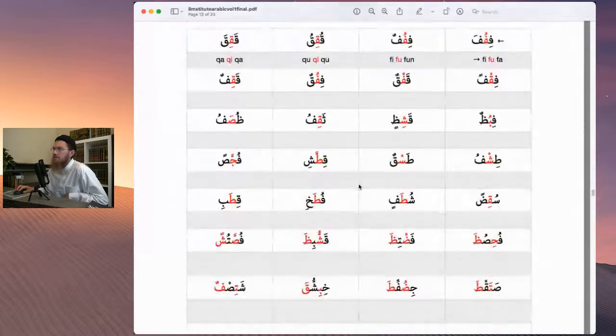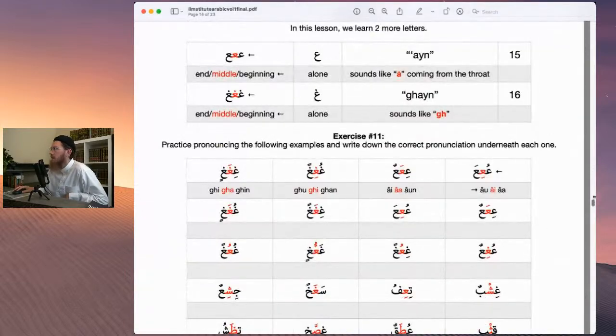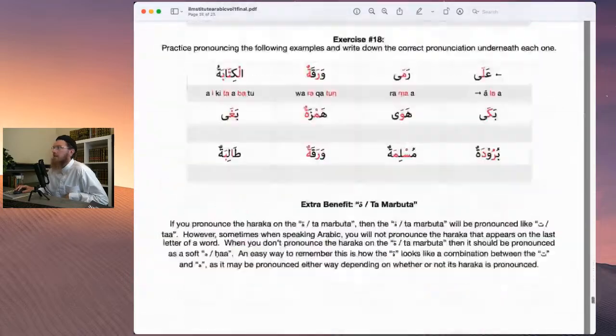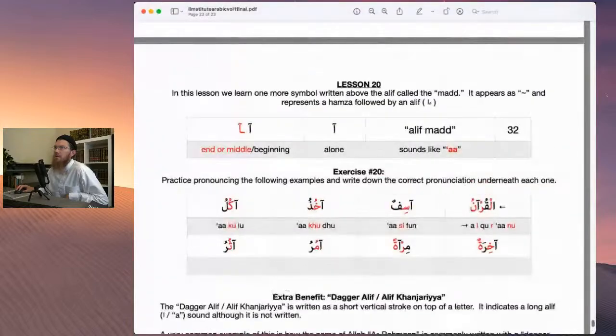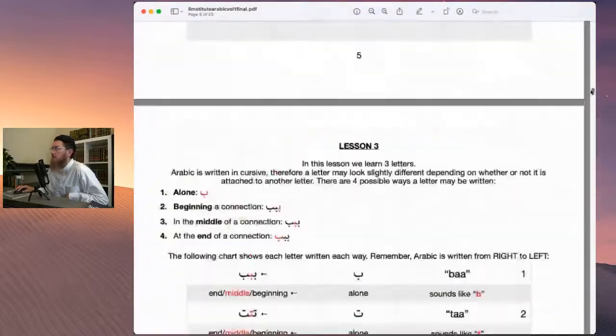That's it. You go through 20 exercises, and then you're done. Then you know how to read Arabic. That's it. This is 20 lessons, 23 pages.